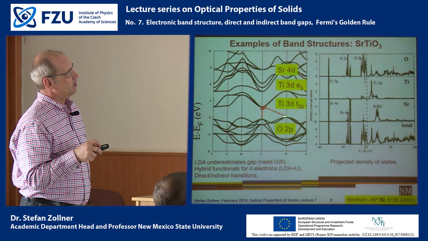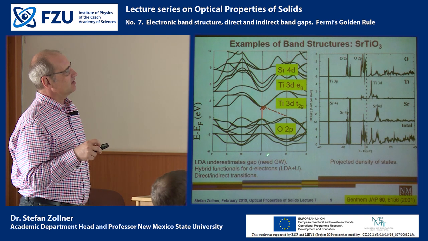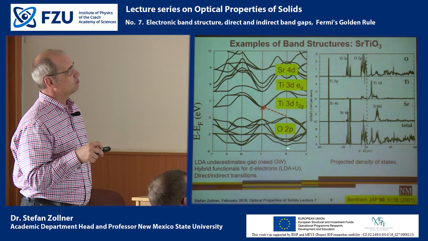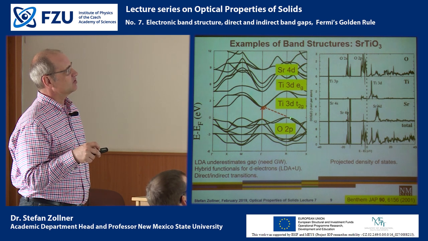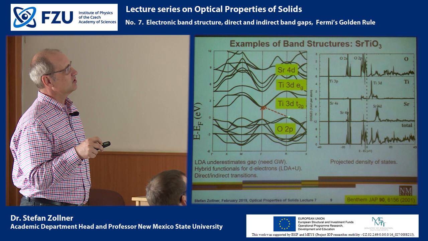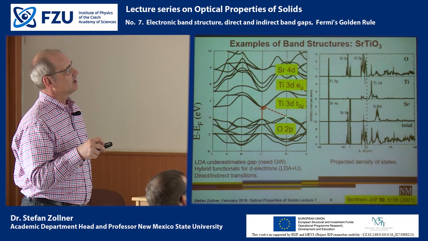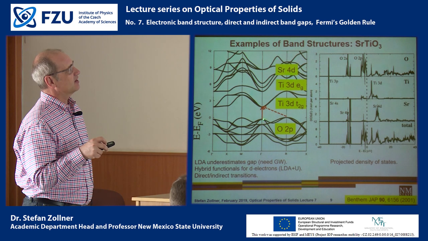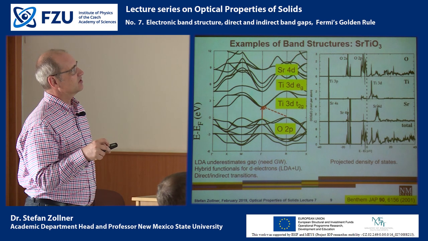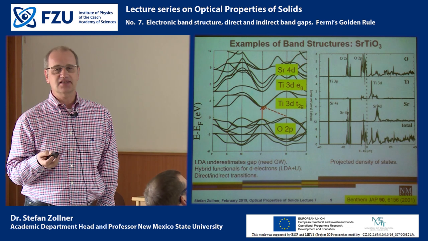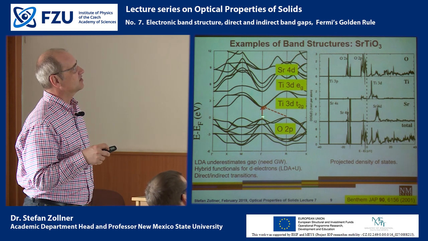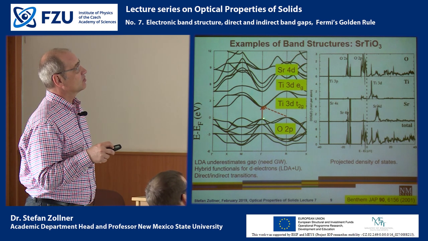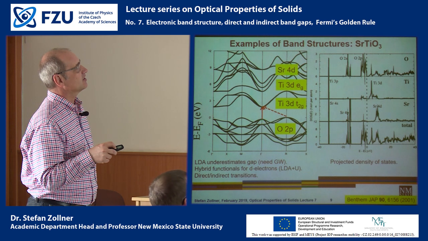There are 2 extrema in the valence band. One is at the gamma point, which has 0 momentum, but there is another point in the Brillouin zone where the energy is about the same as the one at the gamma point. So this state, even though it does have kinetic energy, has the same total energy as this state here.